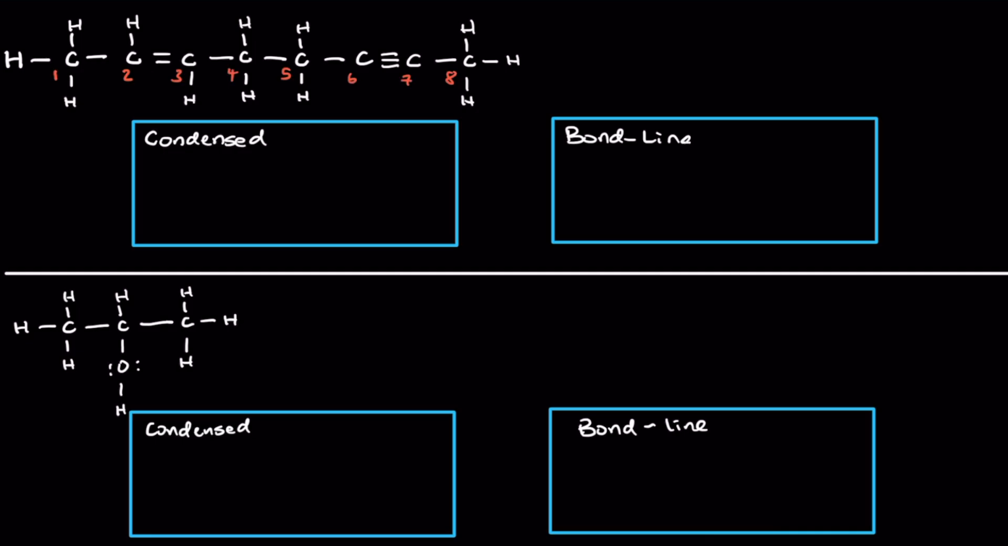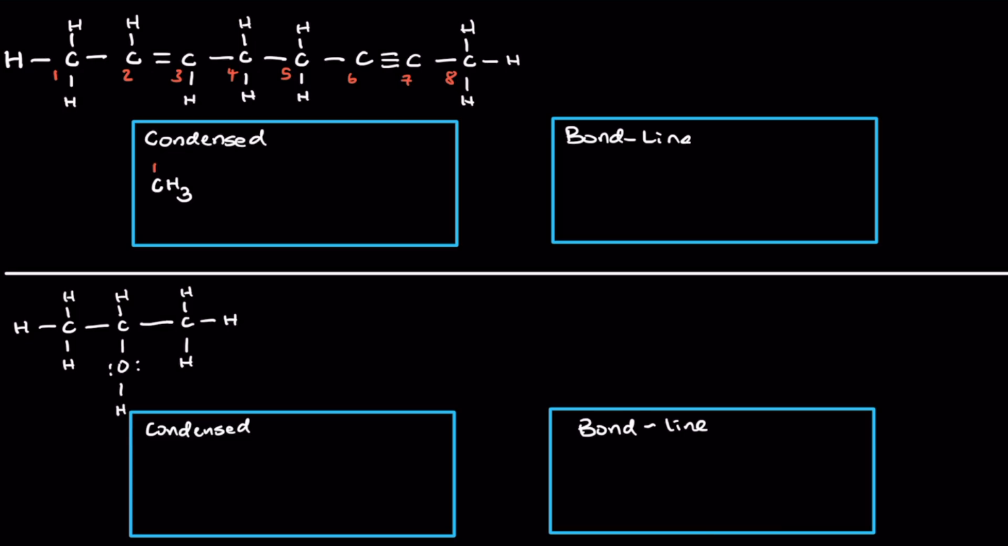Okay, so on my end, I count 8 carbons going from left to right, and carbons 2 and 3 are where we have the double bond, and carbons 6 and 7 are where we have the triple bond. So the key thing to remember in this particular condensed formula is that we do need to explicitly show the double and triple bonds here, even though the single bonds are not explicitly shown.